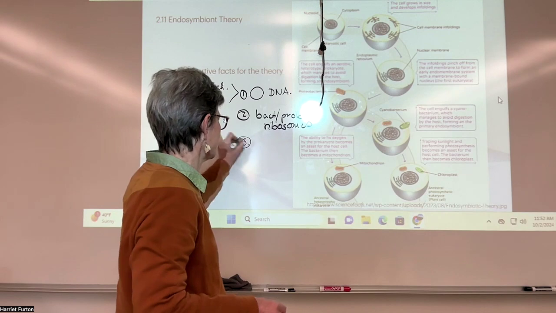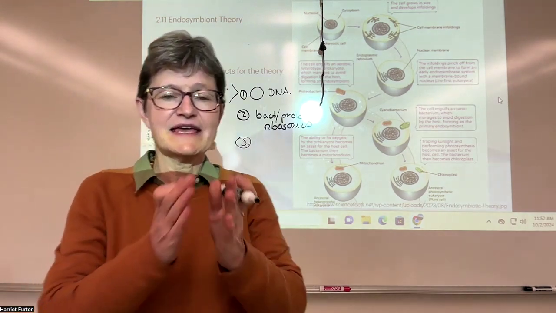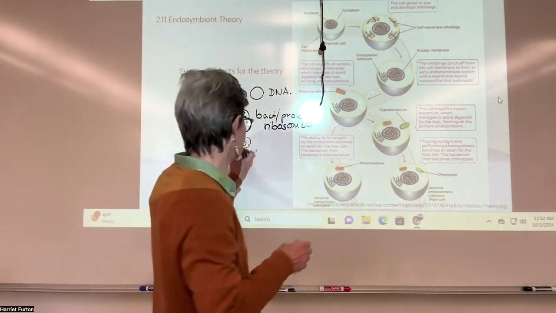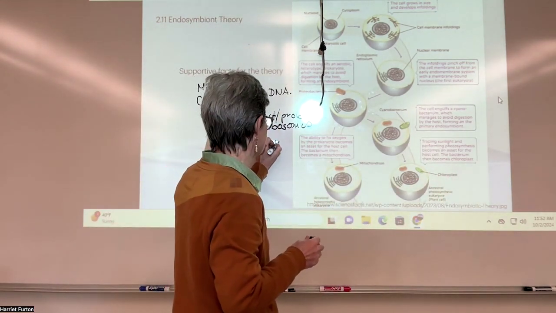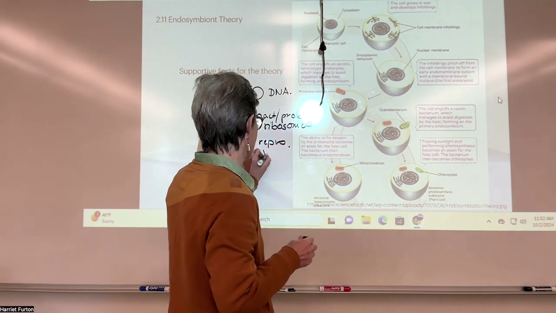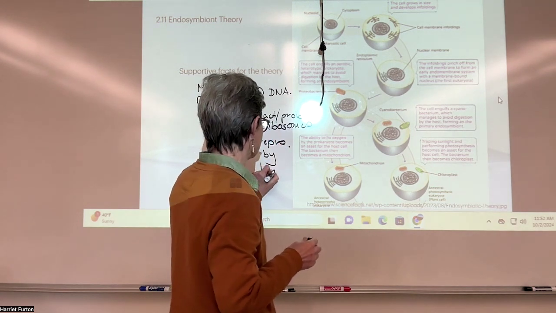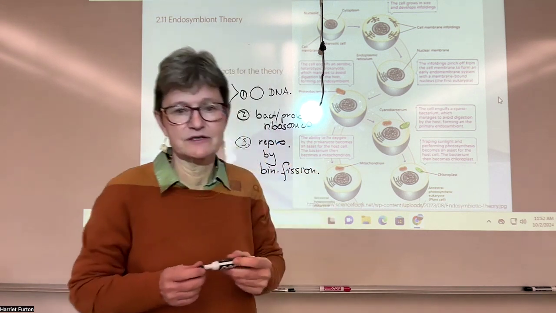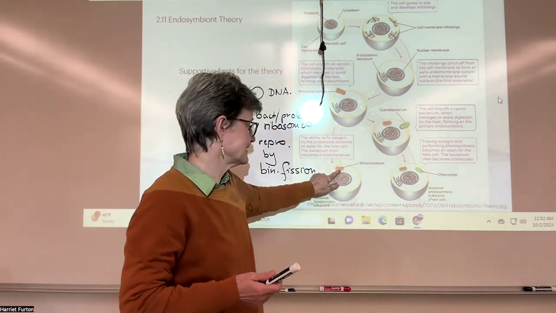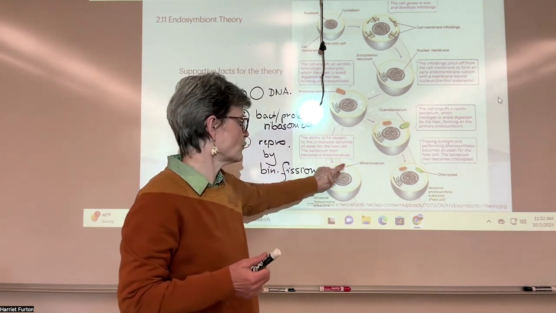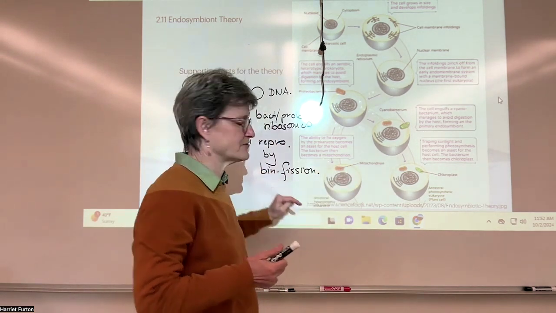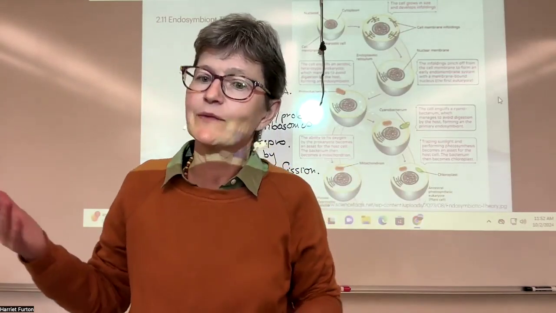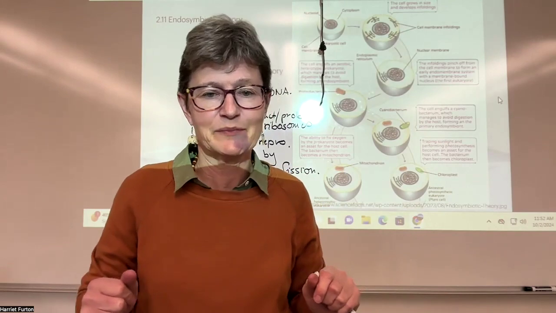And number three, they divide by binary fission. Reproduction by binary fission. Independent from the cell, they can make more of themselves by binary fission instead of mitosis. We will discuss that when we hit cell reproduction.